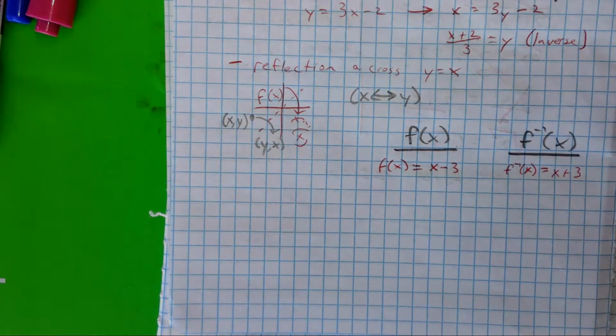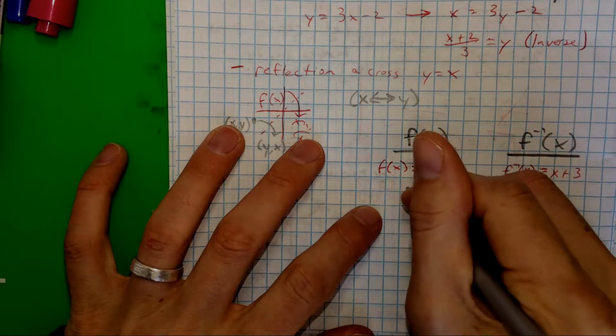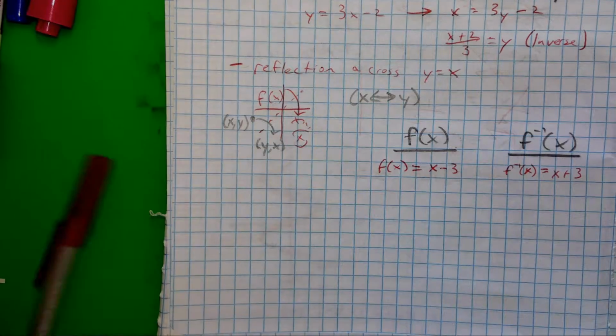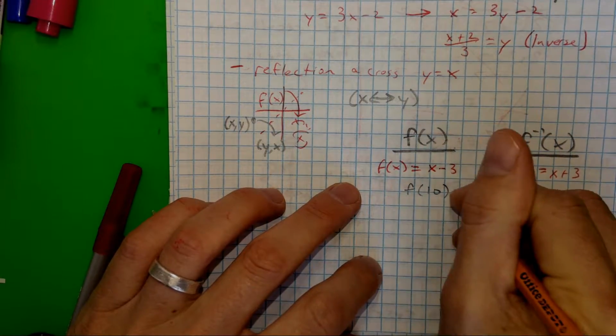Okay, so let's think about how this switches the input and the output. So what if I wanted f of 10? What does that mean?